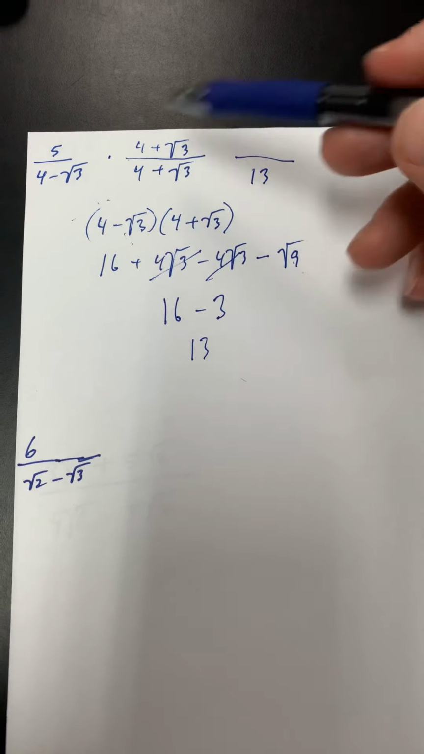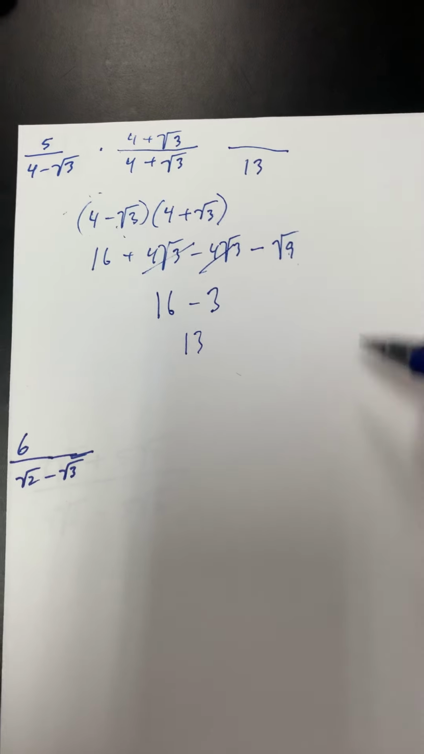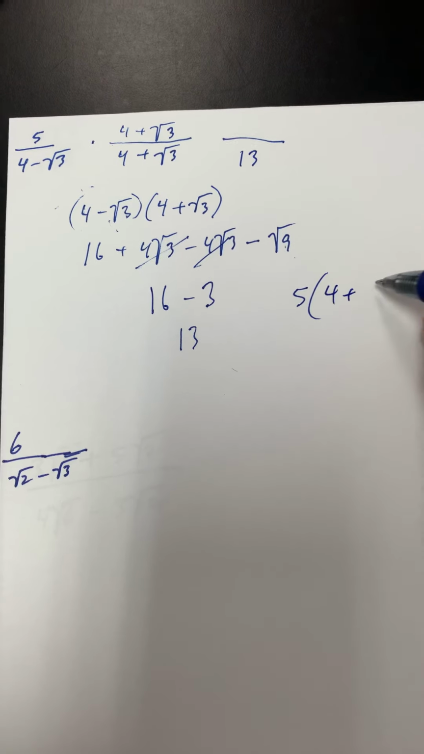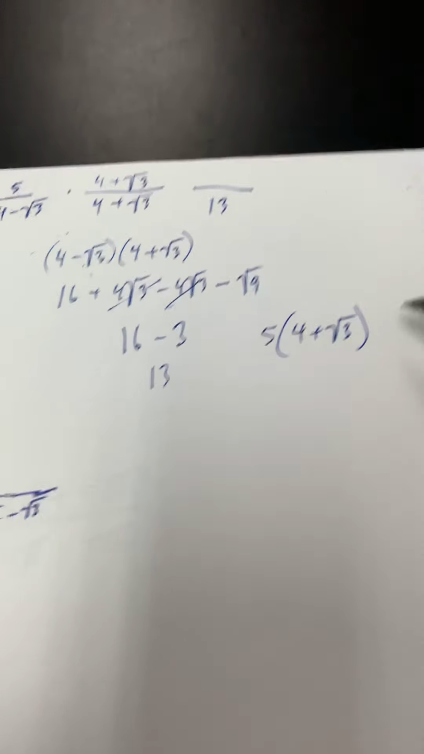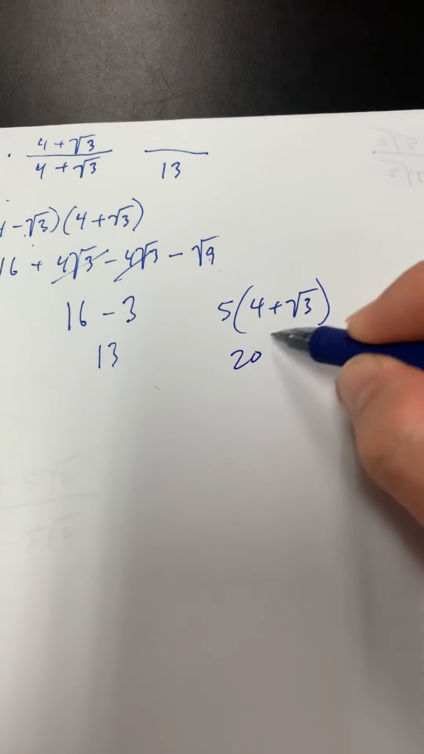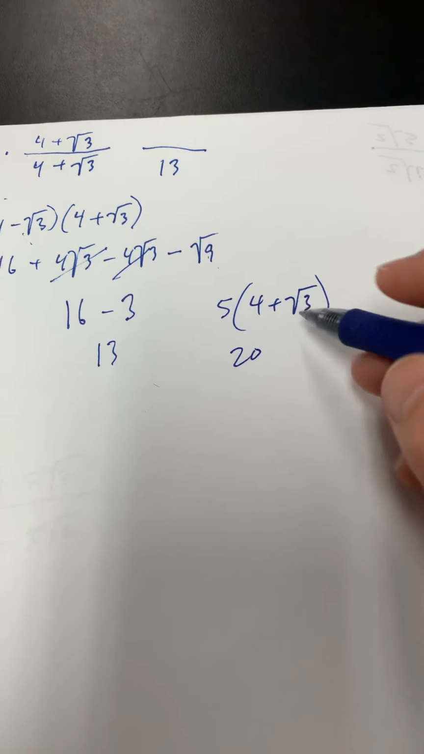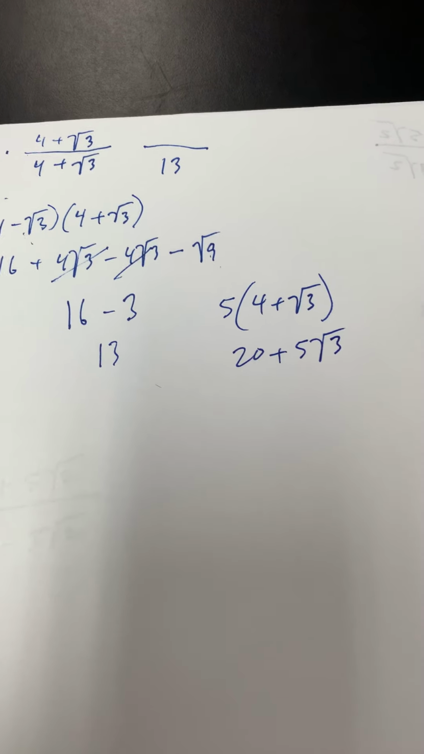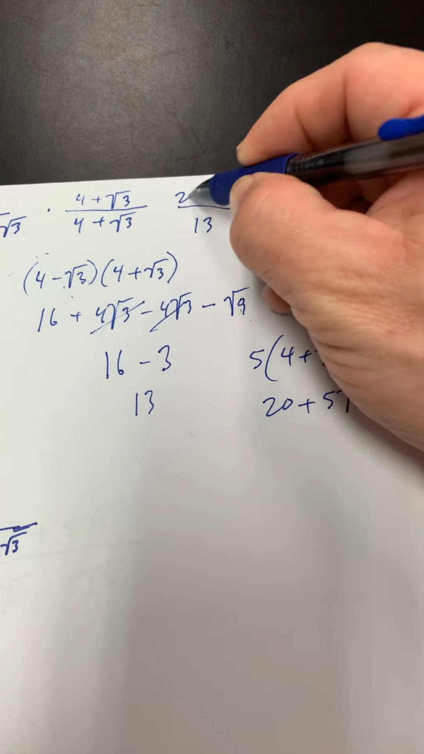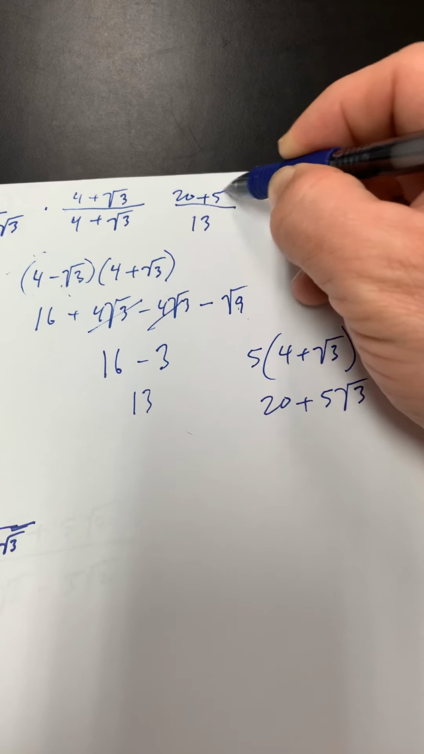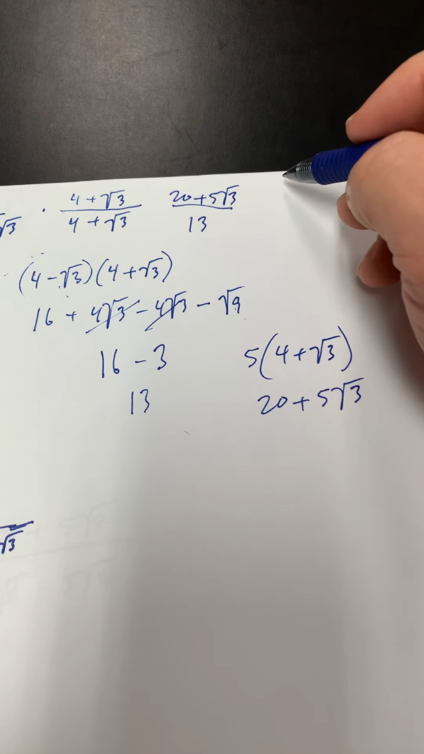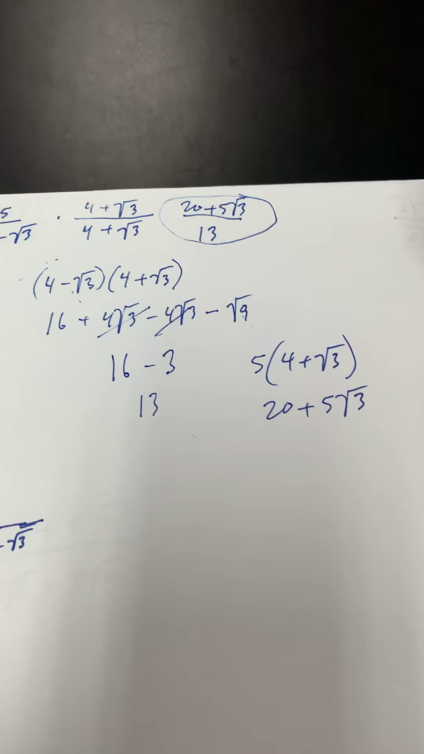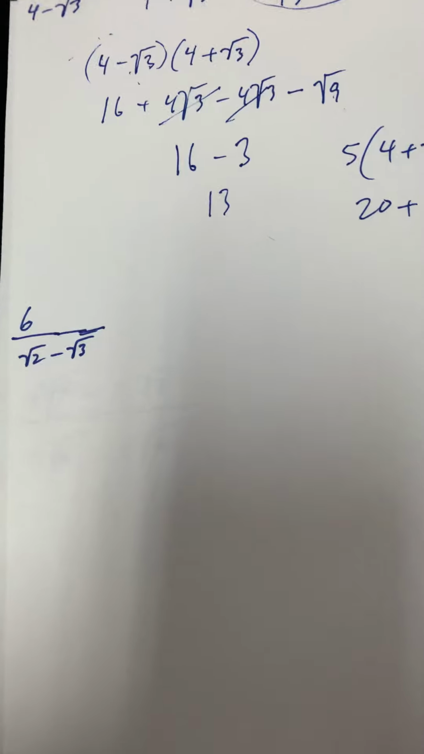Now we're just going to multiply across the top. So that's 5 times 4 plus the square root of 3. 5 times 4 is 20, and then plus 5 times the square root of 3. So we have 20 plus 5 times the square root of 3, and there's our answer. Okay, all right, let's look at another one here.